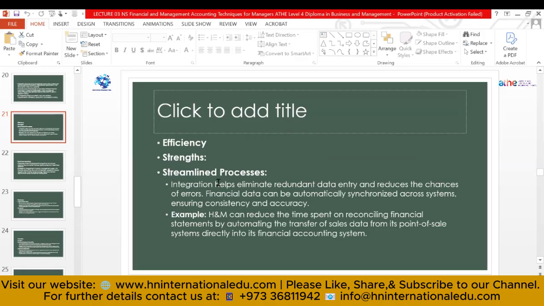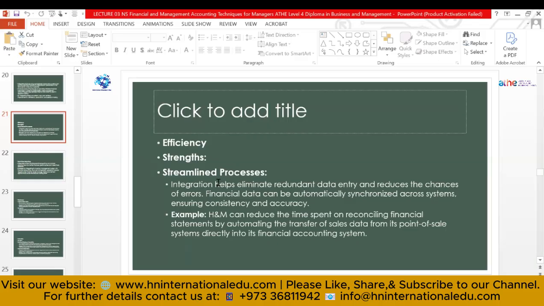The first strength is streamlined processes. Integrating helps eliminate redundant data entry and reduces the chances of errors. Financial data can be automatically synchronized across the systems, ensuring consistency and accuracy. Why? Because of the nature of the financial system, we can scrutinize the data, and it can be applied anywhere. For example, H&M can reduce the time spent on reconciling financial statements by automating the transfer of sales data from its points of sale, that is POS, system directly into its financial accounting system.